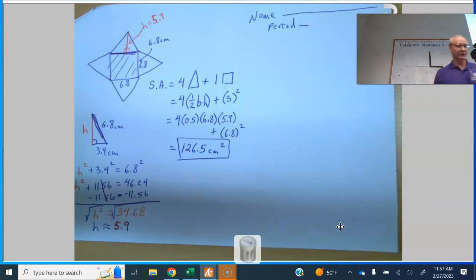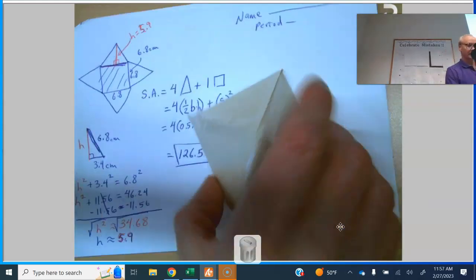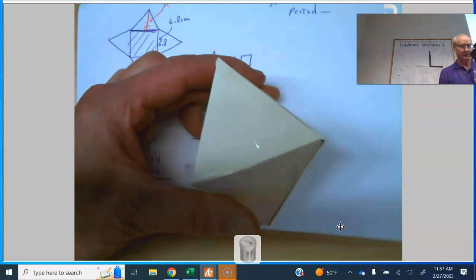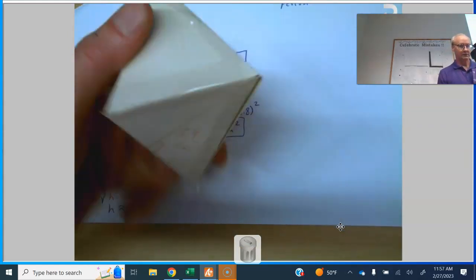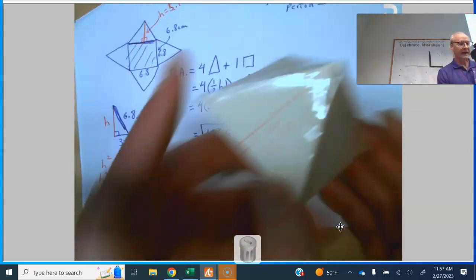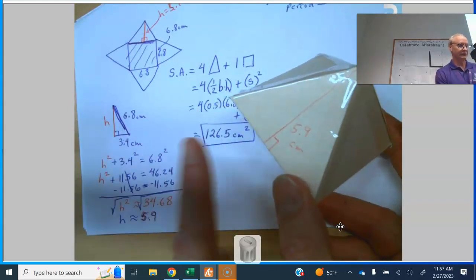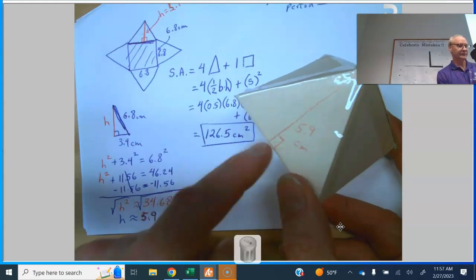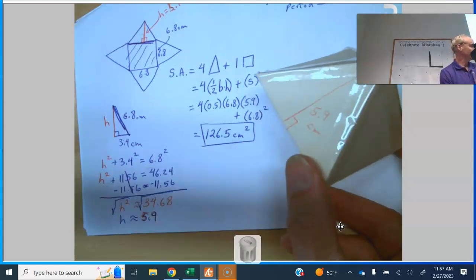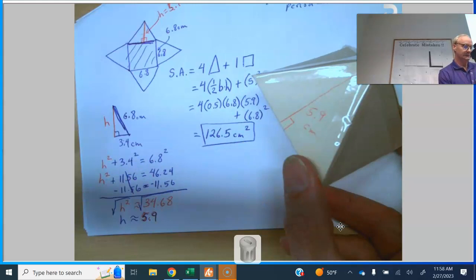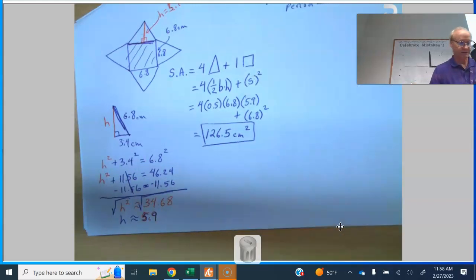This is what the pyramid looks like when you make it. It looks like this. Now, when we draw it, this is going to be our slant height, because when you lift up your triangle, it's going to be one of the sides of your faces of your pyramid. So it's going to look like this.